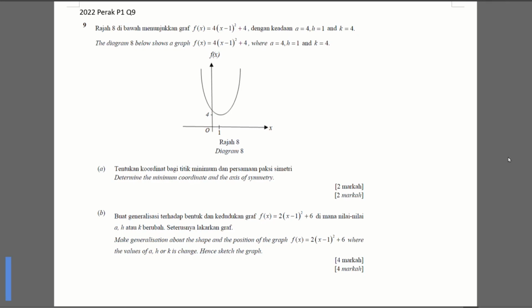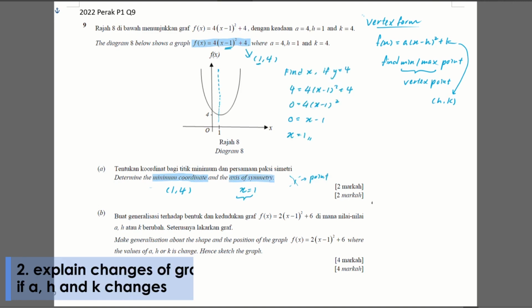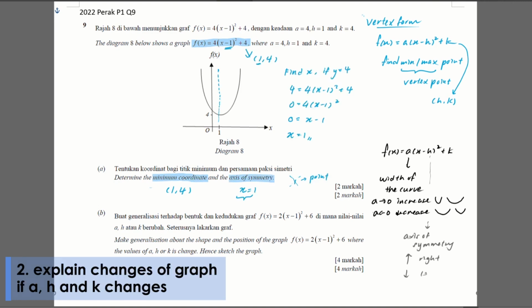In this video you'll learn how to find the minimum and maximum point from vertex form and how to explain the changes of the graph when we change A, H and K.